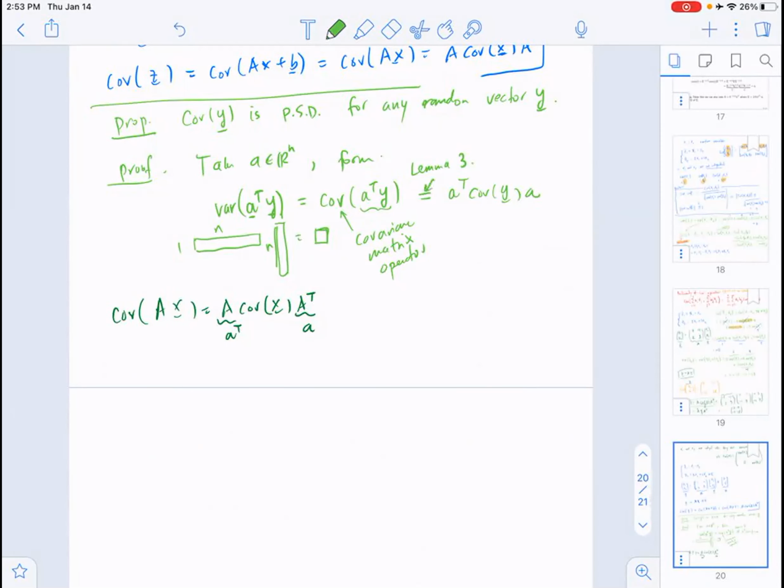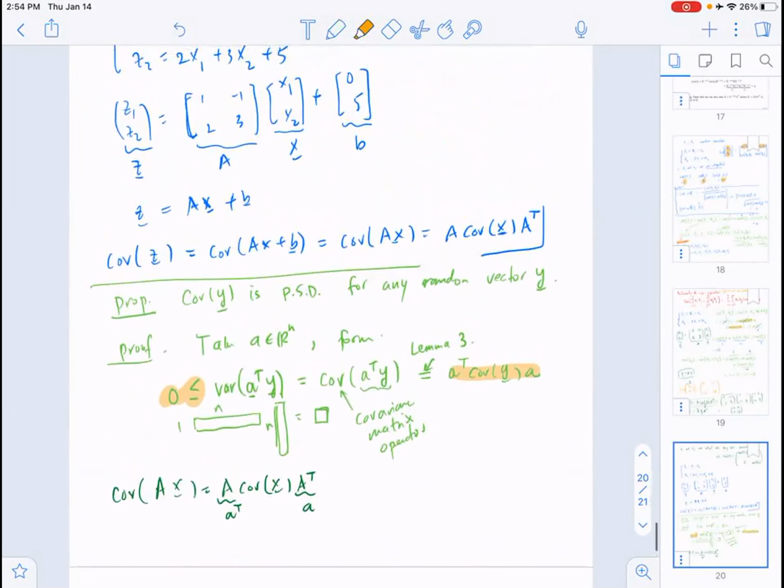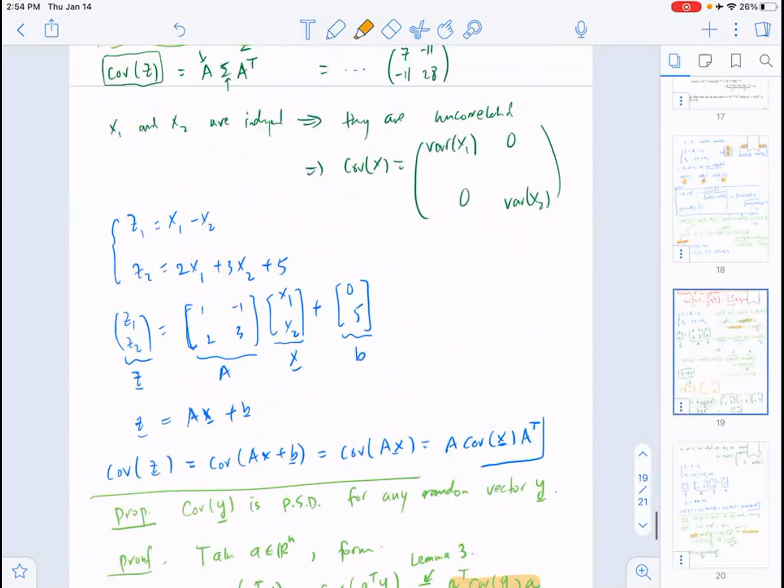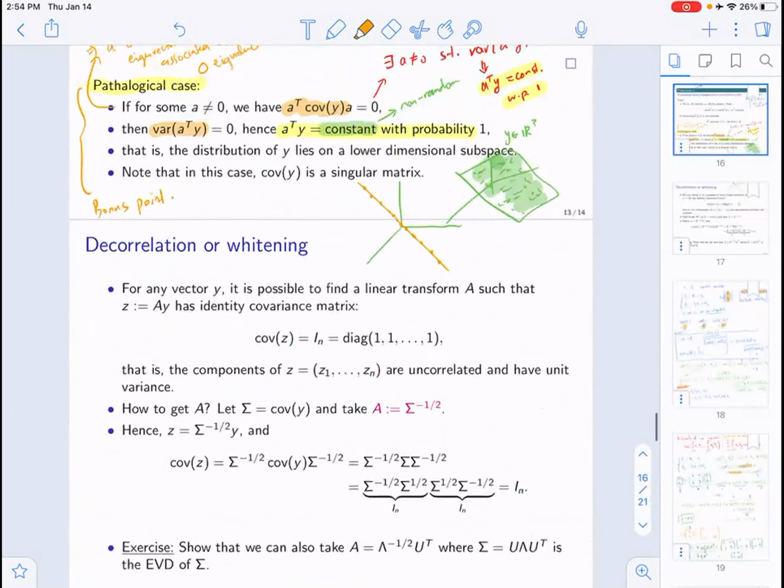So what do we know about the variance? Can the variance be negative? No, it can't. So this is always non-negative, which shows that this guy is always non-negative, and by definition, this is the definition of the covariance of Y being positive semi-definite. Okay, so it's a one-line proof that shows that the covariance matrix is always positive semi-definite. You can see the definition of positive semi-definiteness is used.